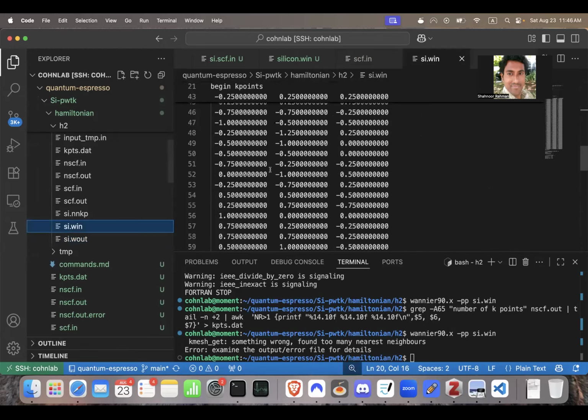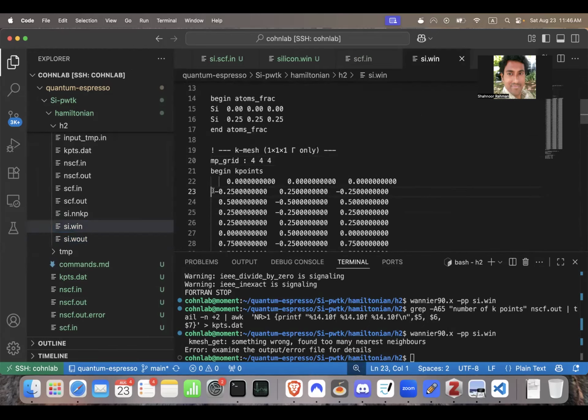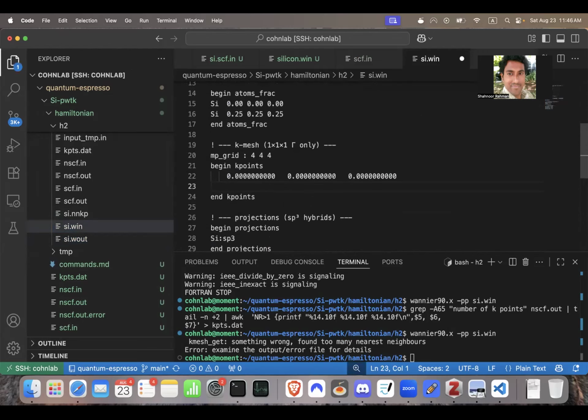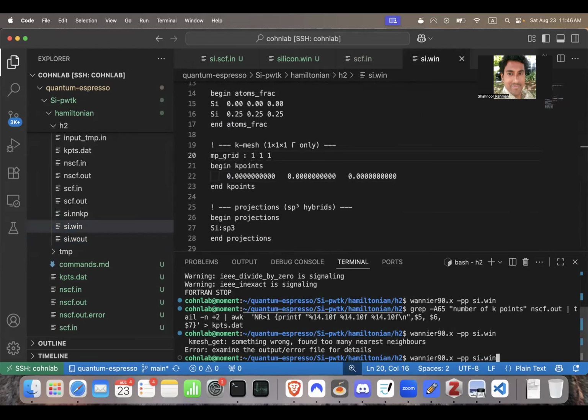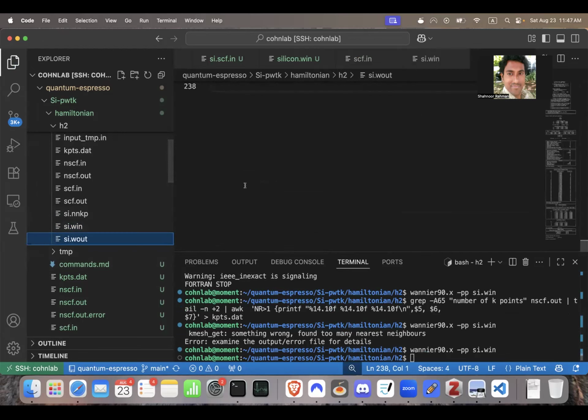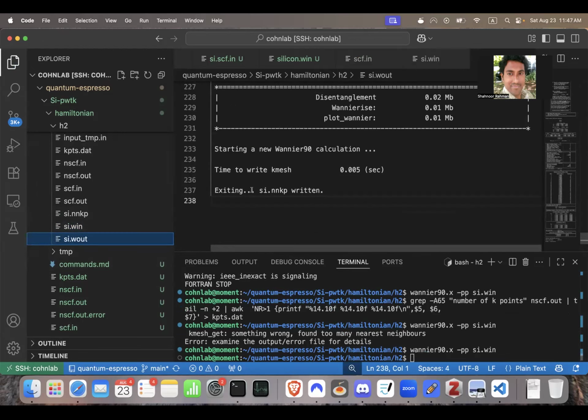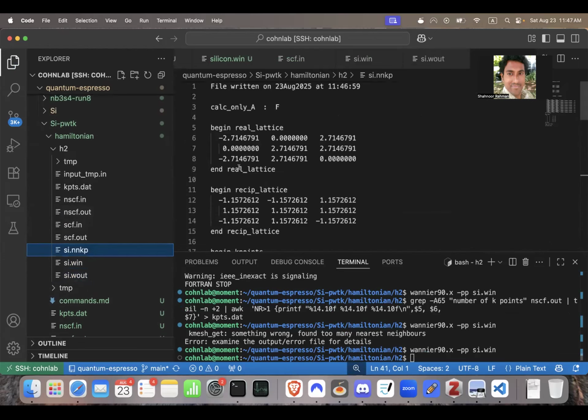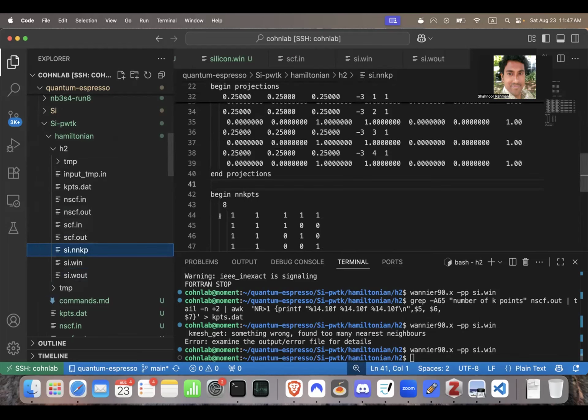Okay, so what I tried: deleting everything and just 1, 1, 1, just a single point. Then it works and doesn't give any error. Okay, writing si.nnkp, which is this file. And I need this file for further computation for all those K points.